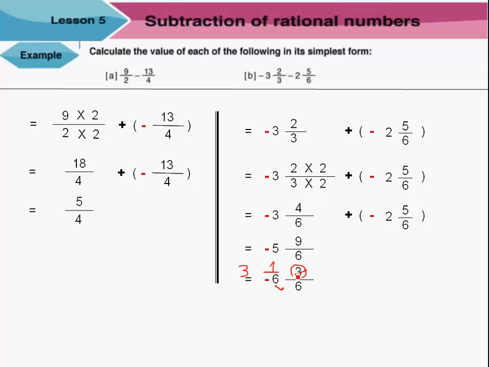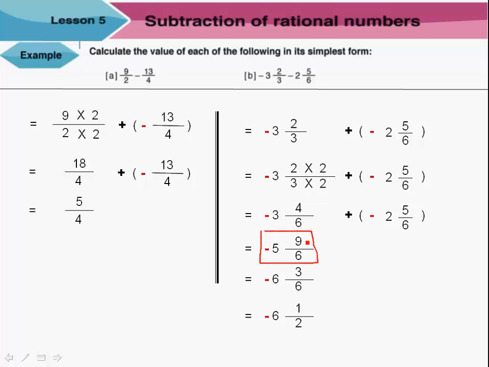This is 3 and this is 6. Both can be divided by 3. So you have to put it in the simplest form. So the result will be minus 6, and 3 divided by 3 is 1. 6 divided by 3 equals 2. And this is the final answer in its simplest form.